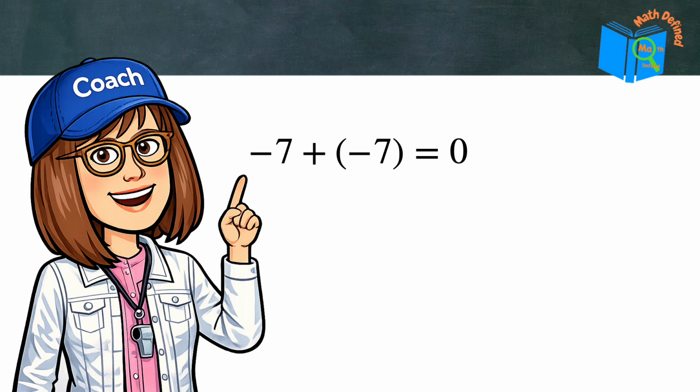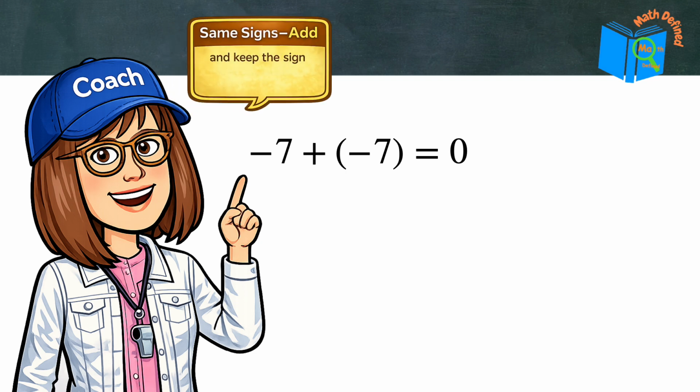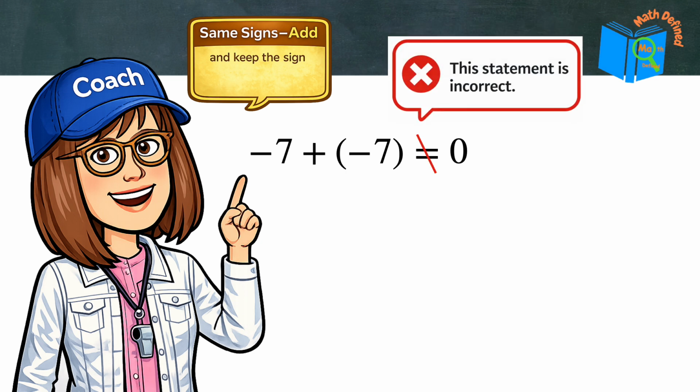They are negative. When you add integers with the same signs, add and keep the sign. So we add 7 plus 7 to get 14 and keep the negative sign. So the answer should be negative 14, not 0.